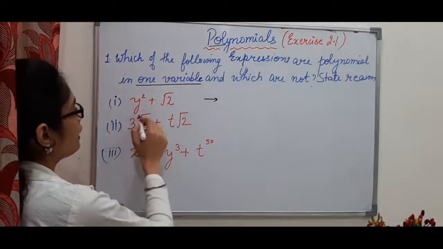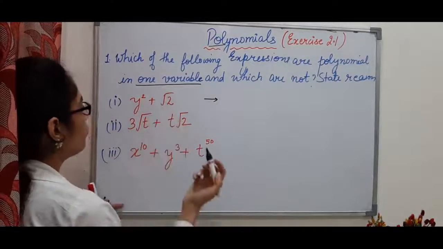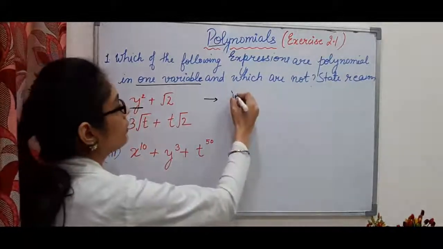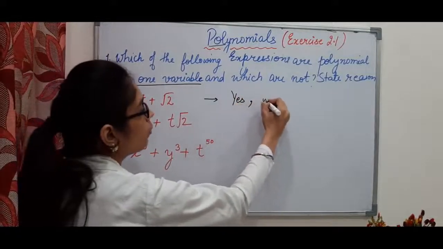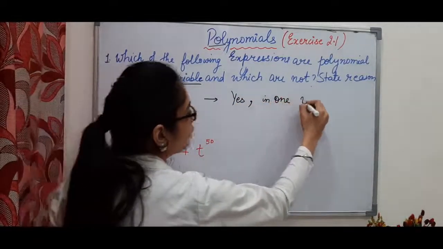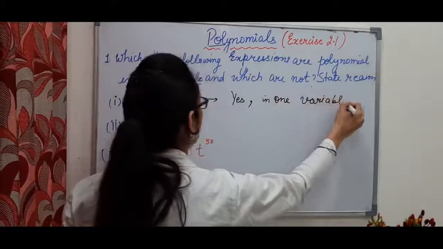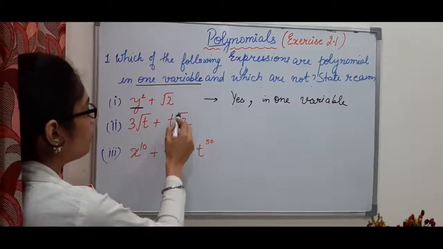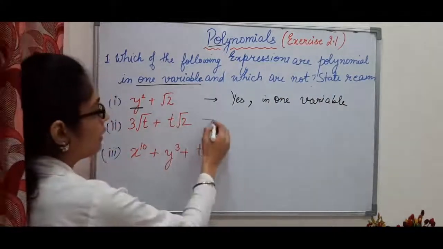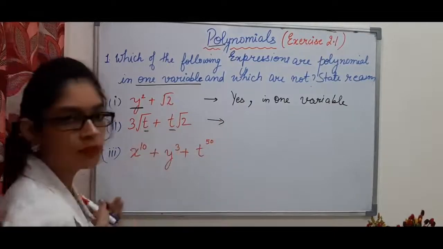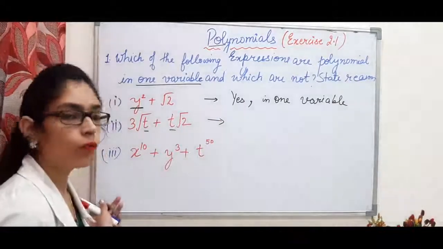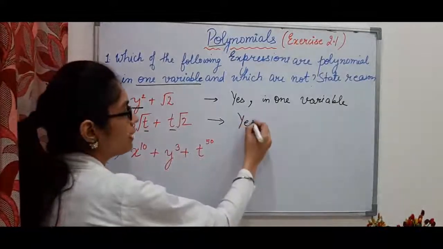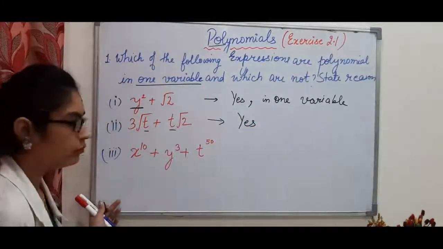The first expression is y square plus root 2. Here we can see only one alphabet is there, only y. So yes, this is a polynomial in one variable. Then the second one is 3 root t plus t into root 2. Again only t is there. Only one alphabet means only one variable. So this is also a polynomial in one variable.